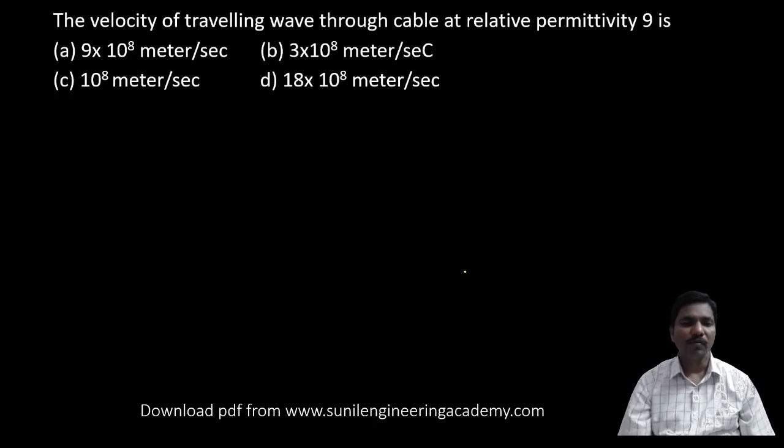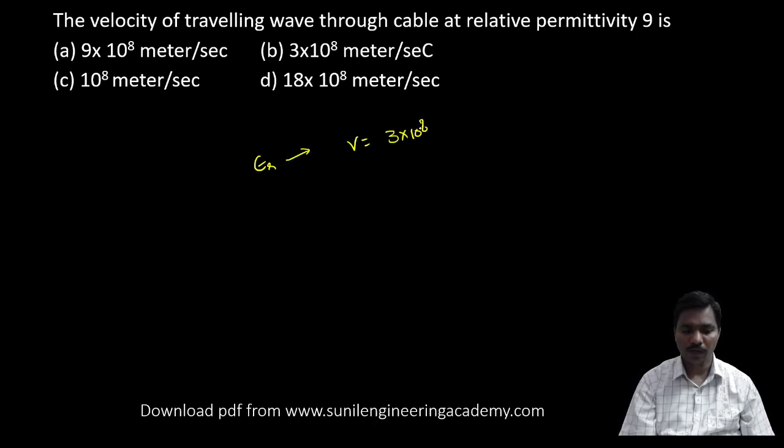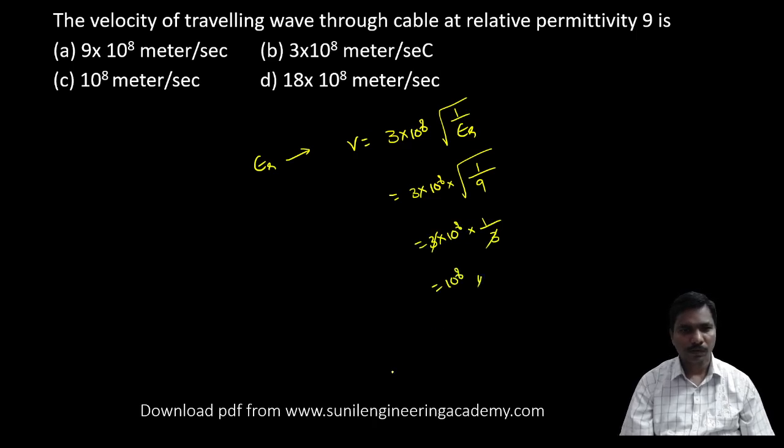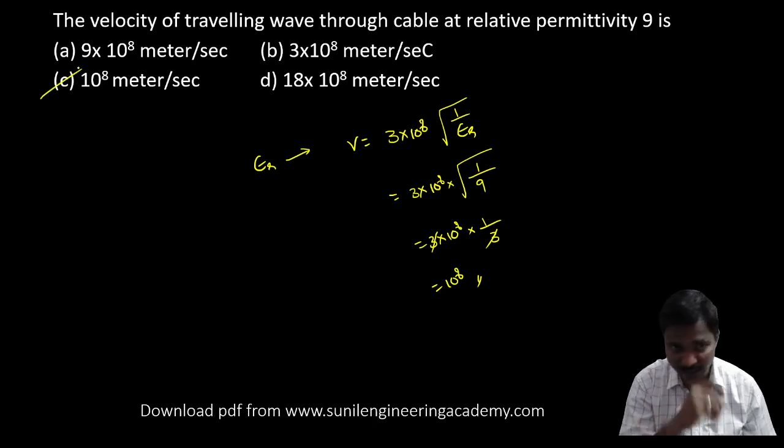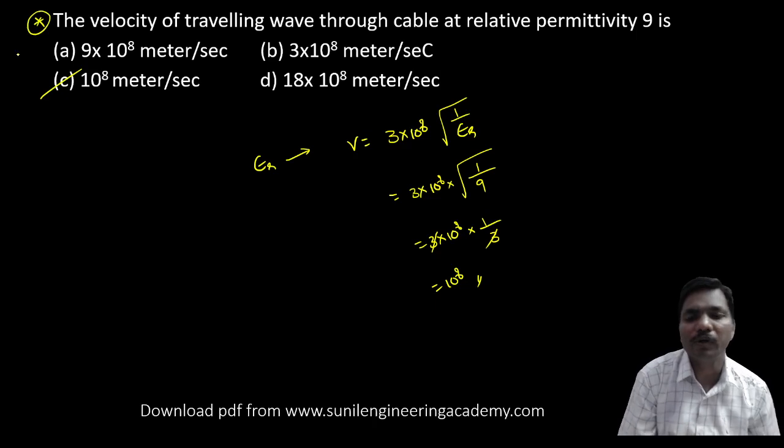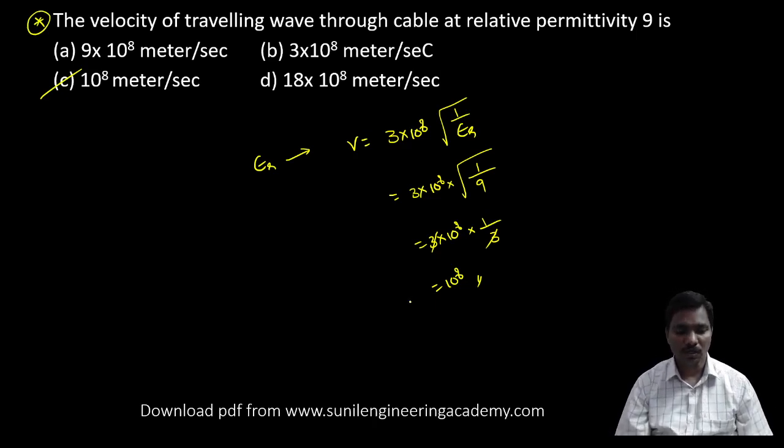Here they have given: the velocity of a traveling wave through the cable at relative permittivity 9 is dash. For this, if they have given epsilon R, then V is equal to 3 into 10 power 8 root 1 by epsilon R. Epsilon R is 9, so 3 into 10 power 8 into 1 by 3. That is equal to 10 power 8. So the answer is option C. This type of questions are very repeated, very important for all JEE and AE examinations. Okay. Very, very important, guys.